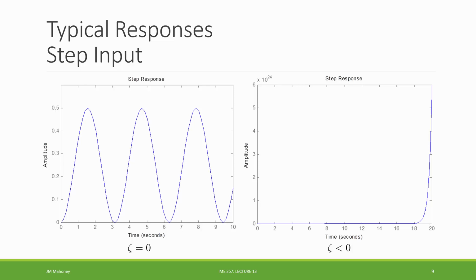And on the right-hand side, we have zeta less than 0, an unstable system. So mechanical systems, really, we wouldn't see this happening because it would be like a damper that's adding energy into the system. But there are systems we can model where effectively it would have a negative value of zeta. And we see here, as time goes forward, the amplitudes just get larger and larger and larger, and will blow up to a positive infinity or a negative infinity.